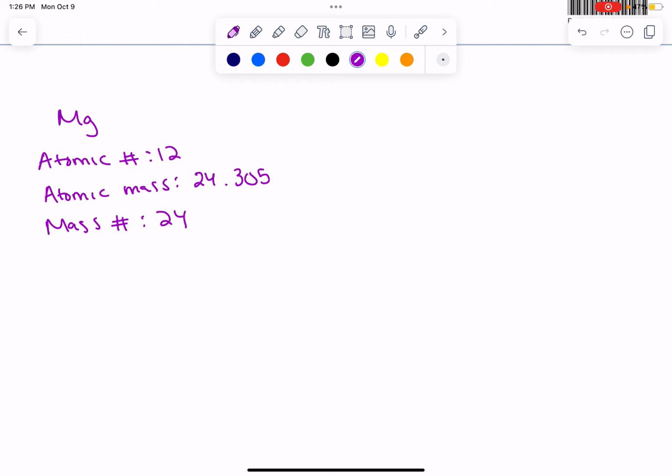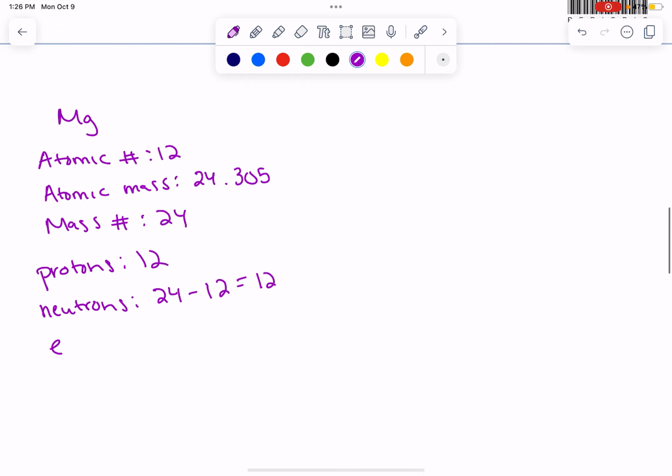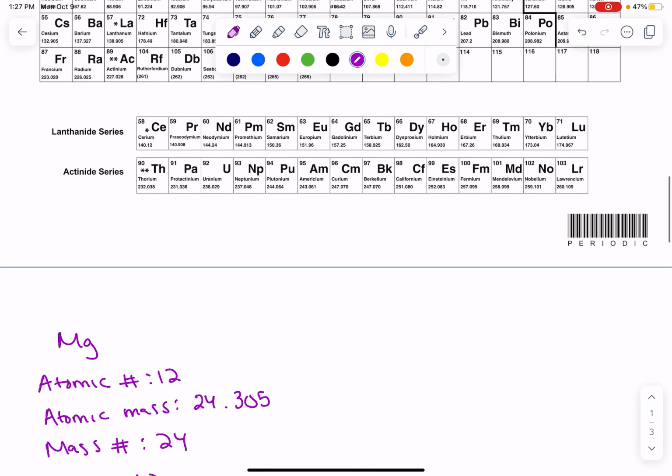So since protons is the atomic number, we know the protons are going to be 12. And then to find our neutrons, we're going to do our mass number, which is 24, minus our protons, which is 12, to give us 12 neutrons. Now, when we're talking about electrons, like total electrons in an atom, it's going to be the same as protons as long as your atom is neutral. And if it's not told you otherwise, you're going to assume it's neutral. So we're going to have 12 protons, 12 neutrons, 12 electrons. Cool. Now let's take a look at what else we can learn.